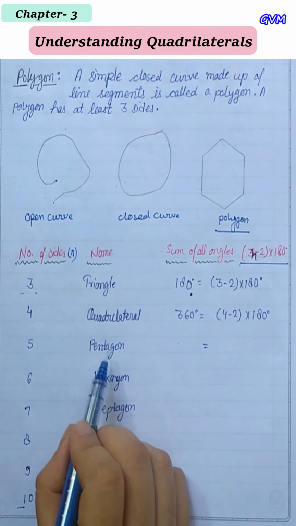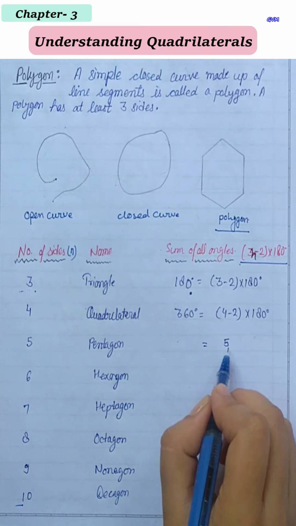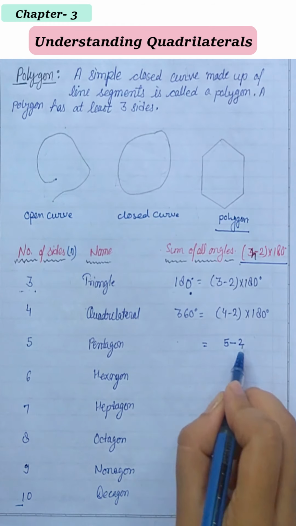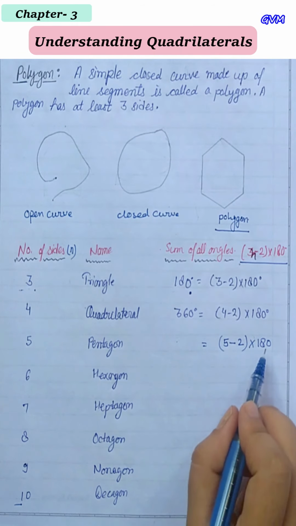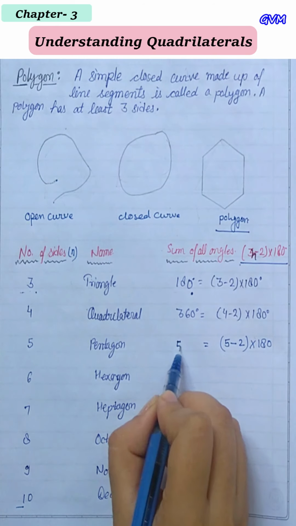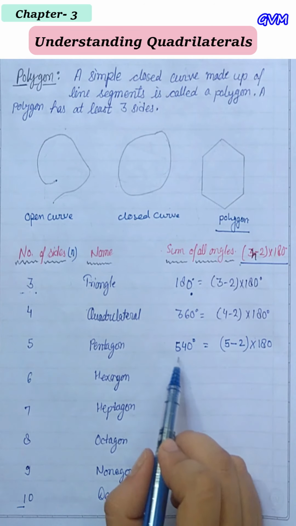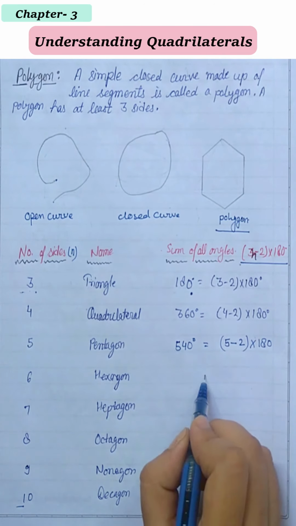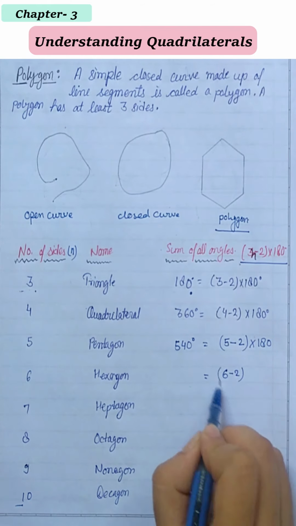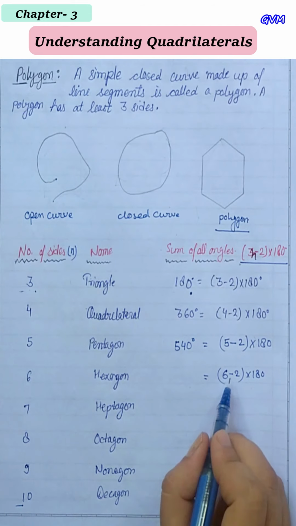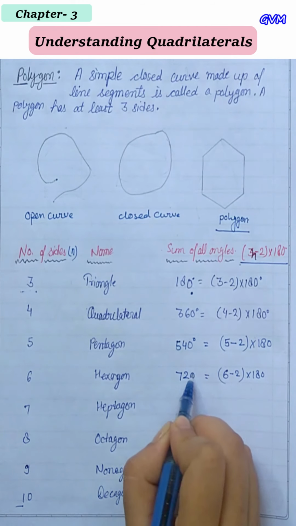Similarly, if there is a pentagon, the number of sides is 5. So put 5 in place of n, (5 minus 2) into 180. 5 minus 2 is 3, and 3 into 180 is 540 degrees. So in a pentagon, the sum of all the angles is 540 degrees. Similarly in a hexagon, the number of sides is 6, (6 minus 2) into 180. So 6 minus 2 is 4, and 4 into 180 is 720 degrees.